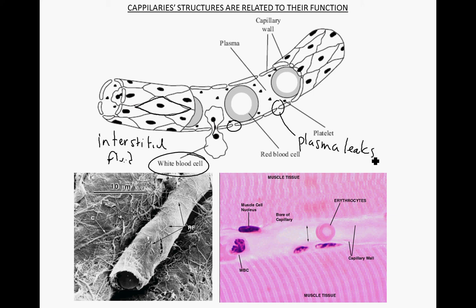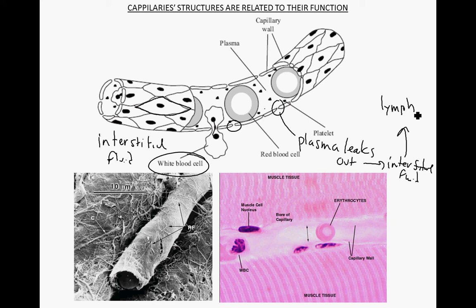So this plasma leaks out, right, and becomes that interstitial fluid. And you're thinking, all right, well, wait a minute, if I keep losing plasma, my blood pressure is going to go way down. This is not a good situation. So what happens is this is constantly being circulated. Plasma leaks out. Once it leaves the circulatory system, it's called the interstitial fluid. And then that interstitial fluid is circulated and picked up by the lymphatic system.